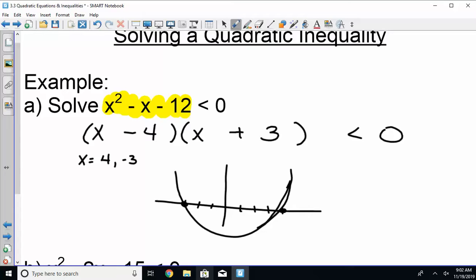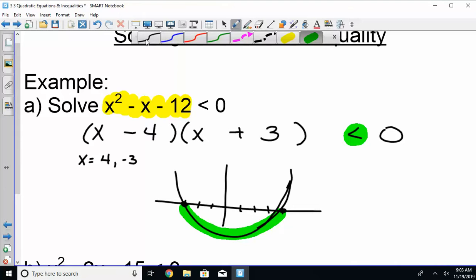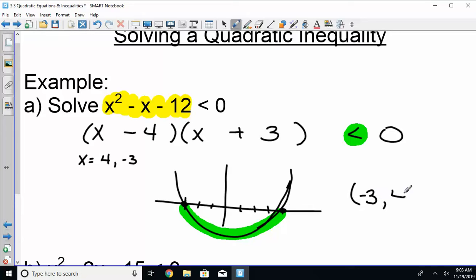I want to know when this is less than 0. So is less than above or below? So how many intervals am I going to have? 1. Okay, can it be equal to 0? No. No, so my intervals will have parentheses, not brackets. So this one starts, what was this point where it equals 0? -3, and it ends at 4. So that tells me any number between -3 and 4 would make this original thing less than 0.